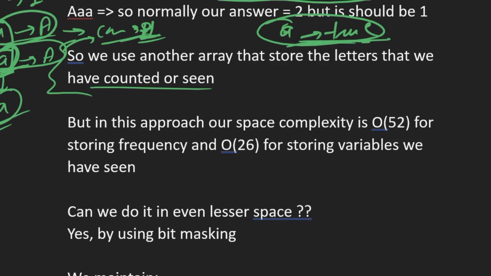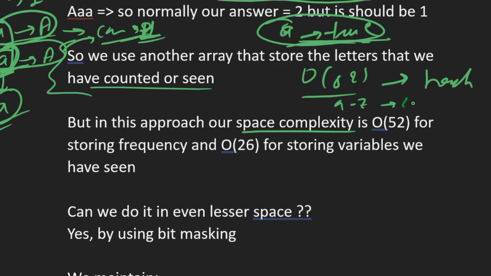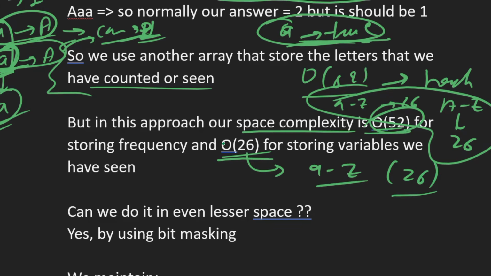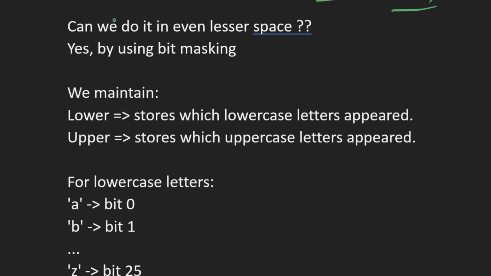In this approach, our space complexity will be big O of 52 for the hash map, because small a to z is 26 and capital A to Z is 26. And for the array used to avoid double counting, which stores the letters small a to z, that is big O of 26. So can we do it in lesser space? Yes, we can do it even in lesser space. For that we will be using bit masking.